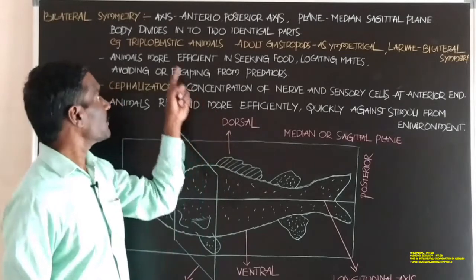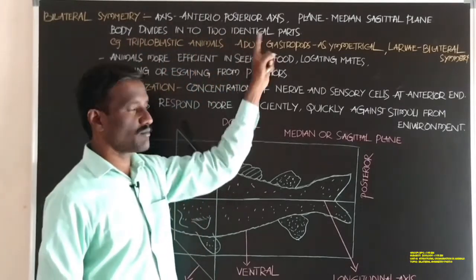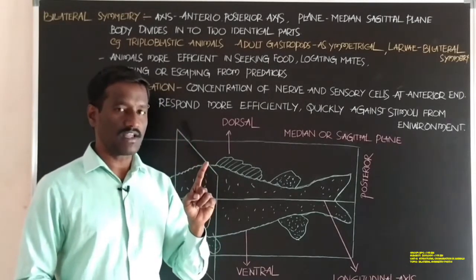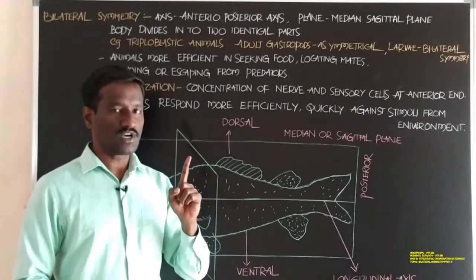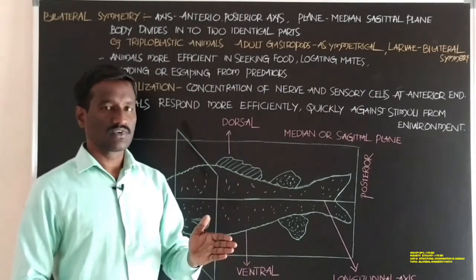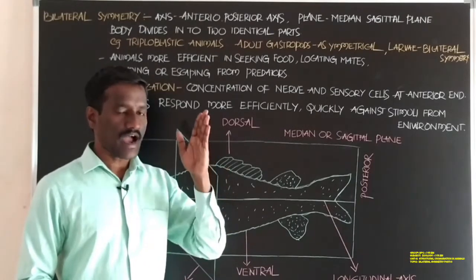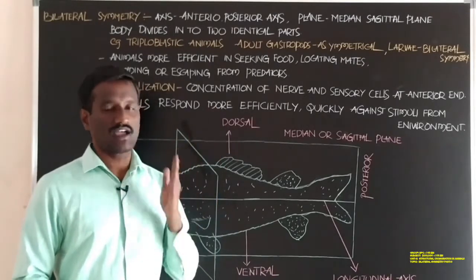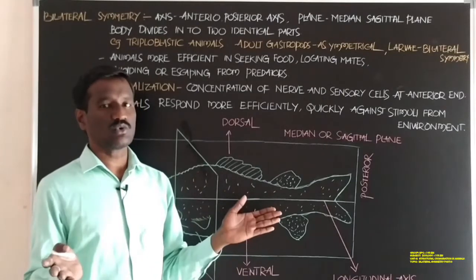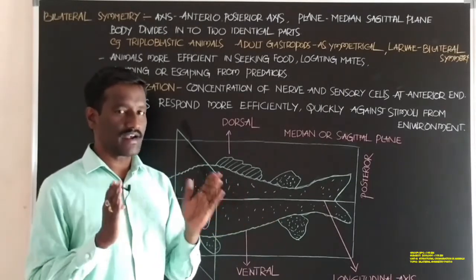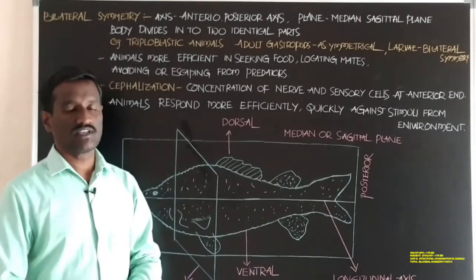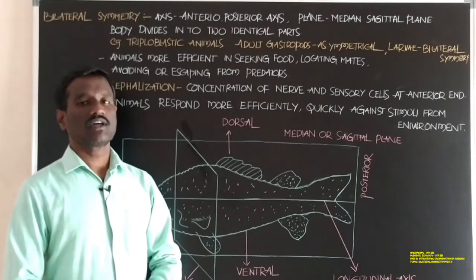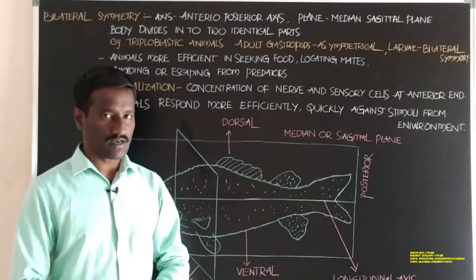Next, the body divides into two identical parts. One plane, that is the median plane or sagittal plane, the longitudinal plane, passes through the single axis, that is the anterior-posterior axis. The body can be divided into two equal, identical parts. The type of symmetry is called bilateral symmetry. Which animals show bilateral symmetry? Those animals are called bilaterally symmetric animals.